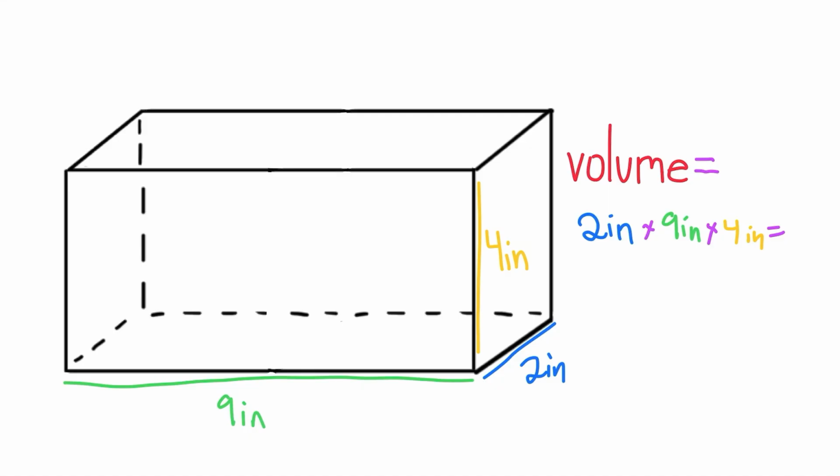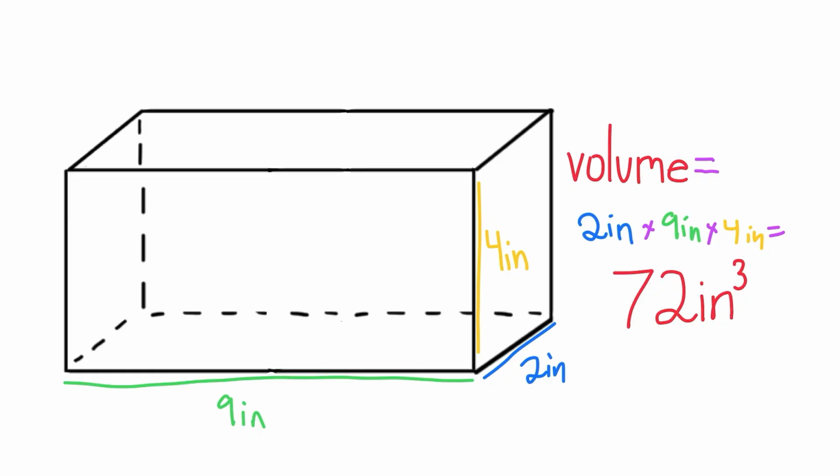Here we have a cuboid, or a rectangular prism. And we have all our dimensions laid out, 2 inches, 9 inches, and 4. Now, let's solve. 2 times 9 equals 18, and 18 times 4 equals 72 inches cubed.